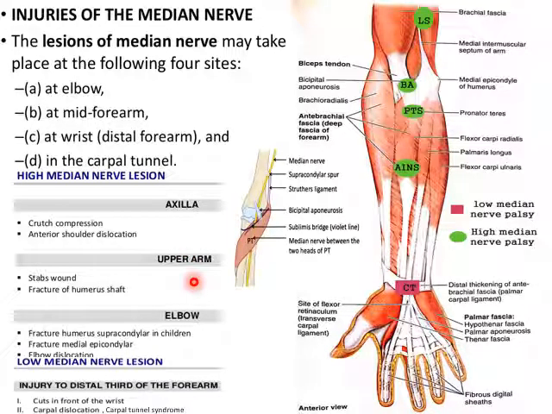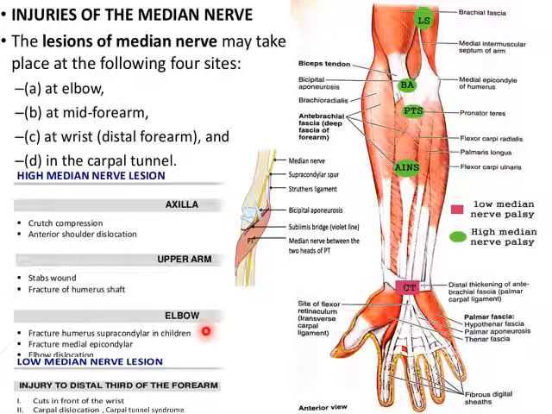And in the upper arm, they may be due to stab wounds or fracture of the humerus shaft, that is the diaphysis, which can be a supracondylar fracture also. So in the arm, the compression can be due to the supracondylar spur, the Struthers ligament, and the lesions at the elbow are due to the fracture of the supracondylar region in children.